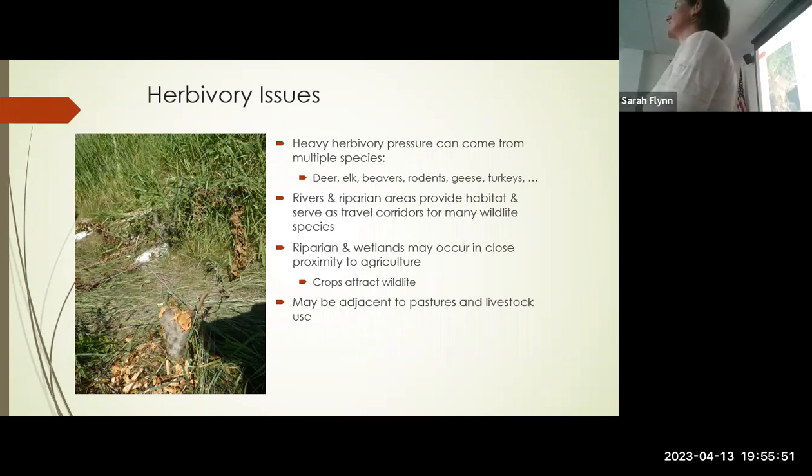Had turkeys eat conifers. Pretty sure it was turkeys. Who knew? Yeah, sometimes it's just things you don't even expect. You're like, how do we manage turkeys? Anyway.